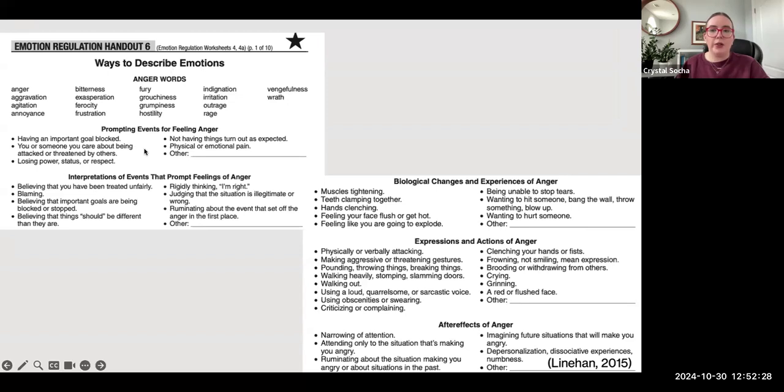It then goes through that whole cycle that we just talked about. So the prompting events, the interpretations of that event, the biological changes, expressions, after effects, what happened at the end. And you kind of get to see this full picture for this person. And this is, again, especially helpful for people who really struggle with identifying and naming those emotions. So a really helpful tool.